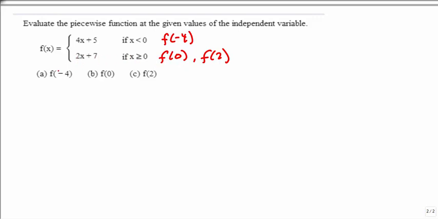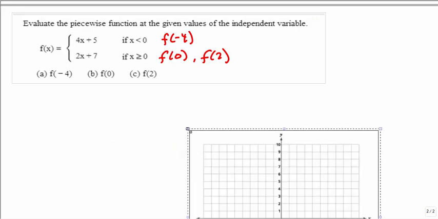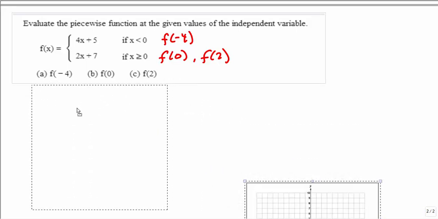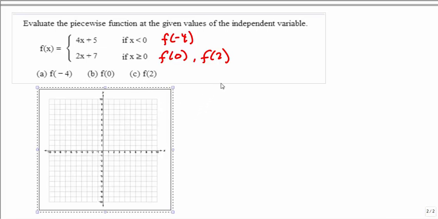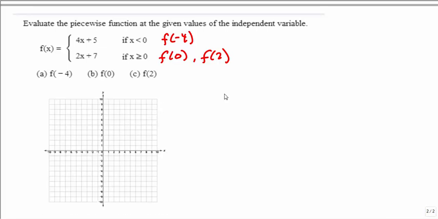Well, before we actually evaluate those, I would like to graph these just to kind of get an idea of what they look like. Now I'm going to be graphing these by hand, and then we'll also be graphing them with your calculator as well to double check our work. Now we're going to have a pretty fine point on this, because this graph is pretty small. But what we want to do here is look at values for x less than 0 and graph these points.